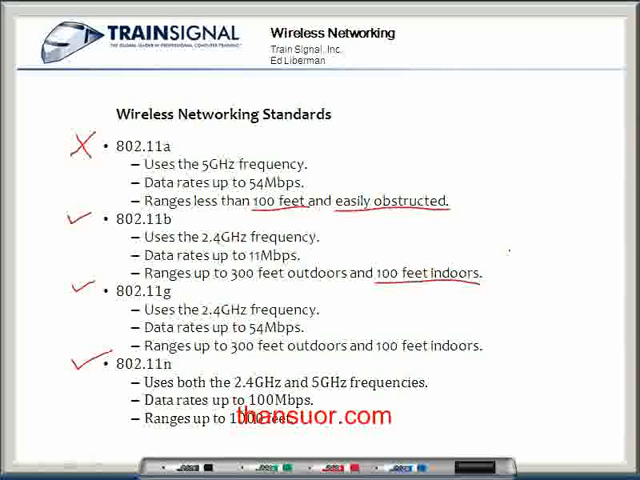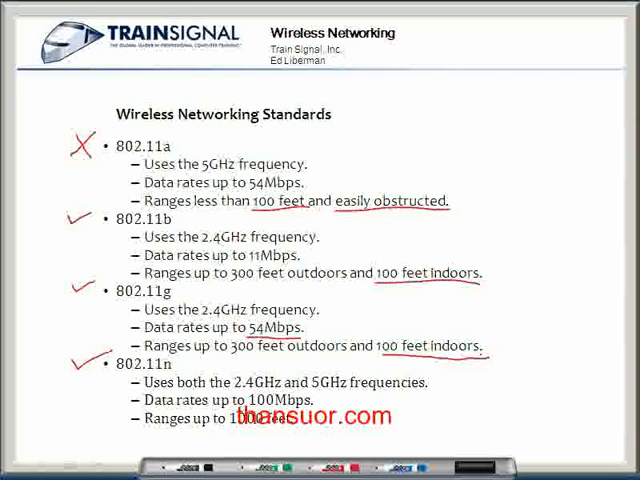Now, besides the fact that it was backward compatible, because it used the same 2.4 gigahertz frequency, it now offered data rates up to 54 megabits per second, and again had the same kind of range, 300 feet outdoors and 100 feet indoors, just like the 802.11b. So you could see why 802.11g is so heavily used.